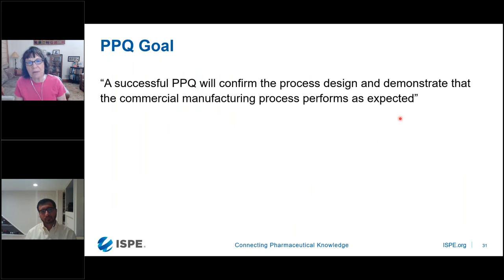So what's the goal of PPQ? What's the goal of those repeat batches that we will manufacture at commercial scale prior to going into the marketing and commercial stage? A successful PPQ will confirm the process design and demonstrate that the commercial manufacturing process performs as expected. Seems pretty straightforward, but key words here are confirm and demonstrate. We need to gather the evidence to do that.